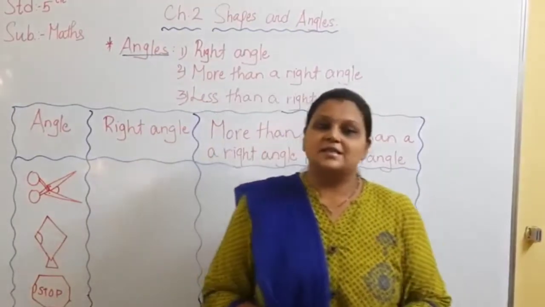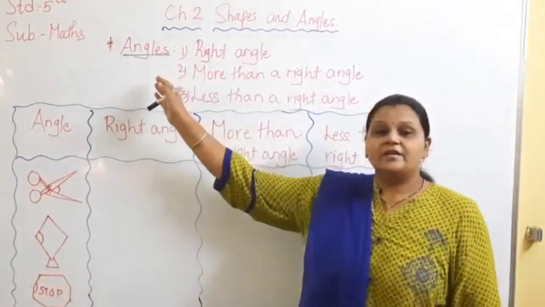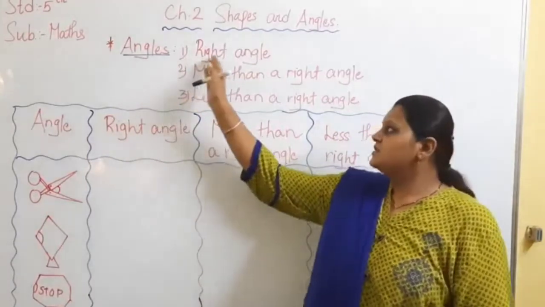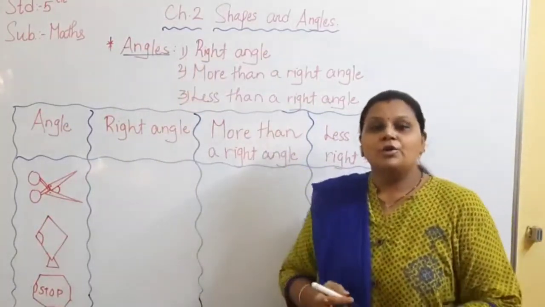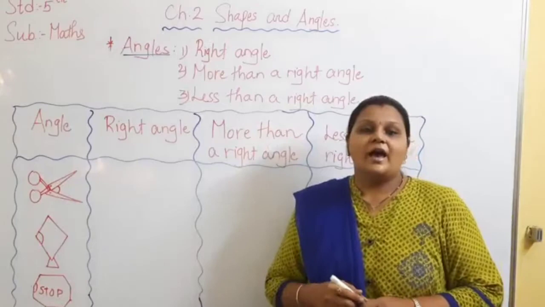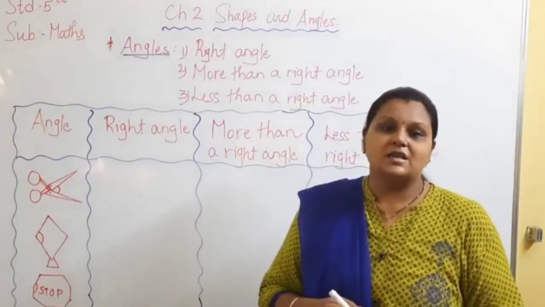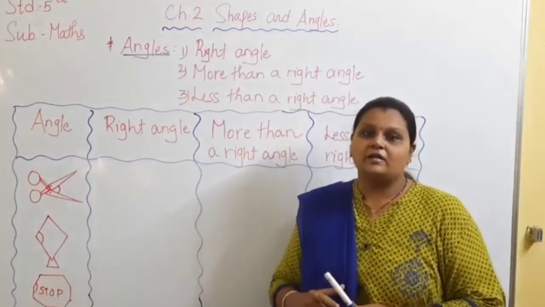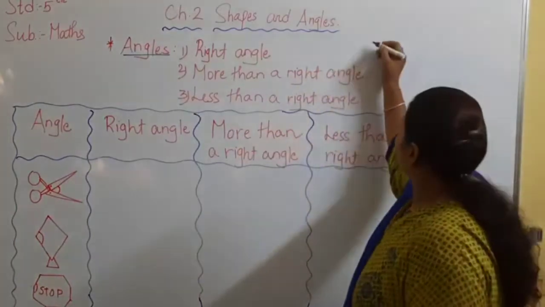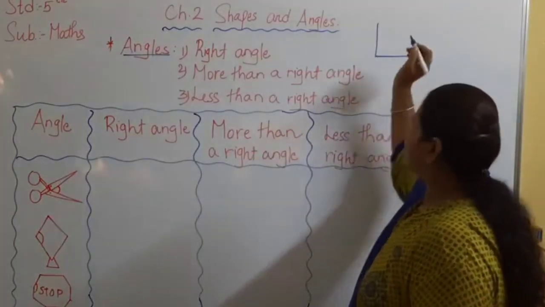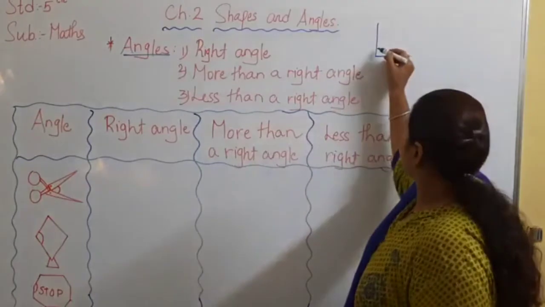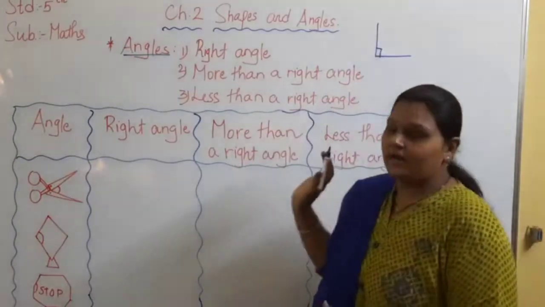Now let's understand about angles. There are 3 types of angle. First is right angle. What do you mean by right angle? An angle which is having exactly 90 degrees is called a right angle. We can say like this. This is exactly 90 degrees. So this angle is called a right angle.